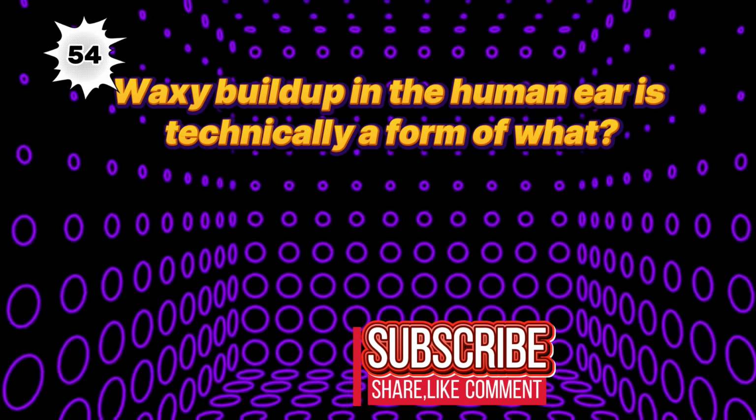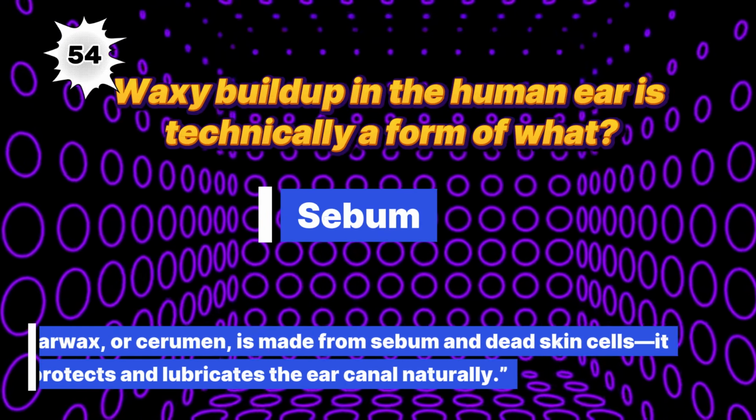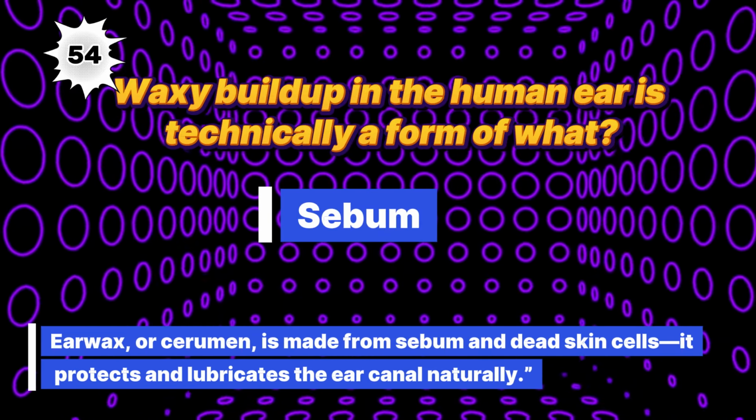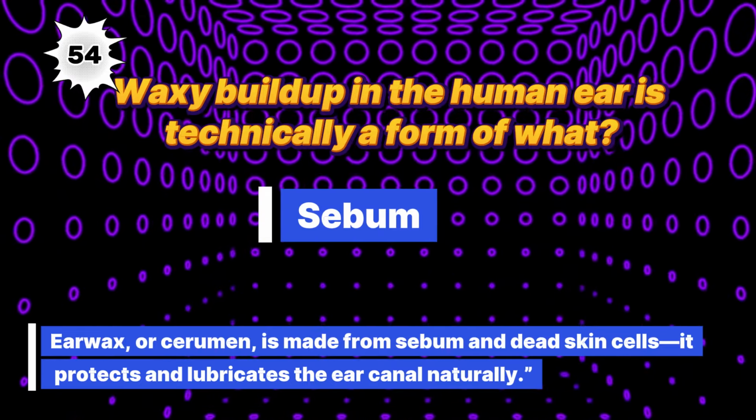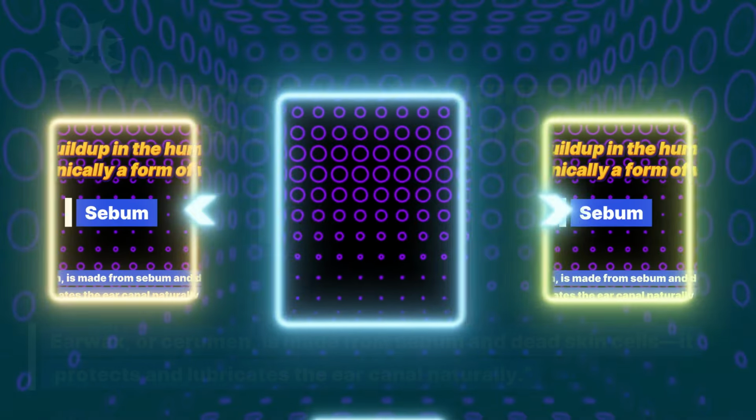And the answer is sebum. Earwax, or cerumen, is made from sebum and dead skin cells. It protects and lubricates the ear canal naturally.